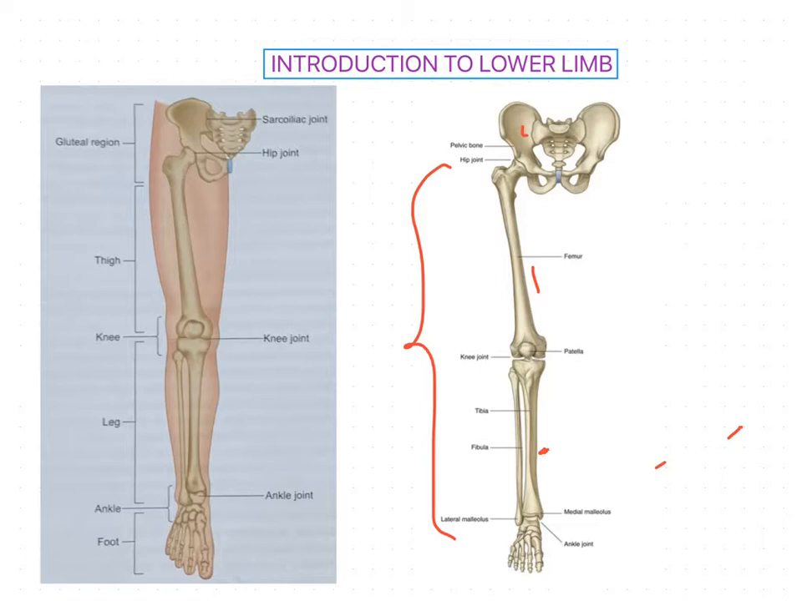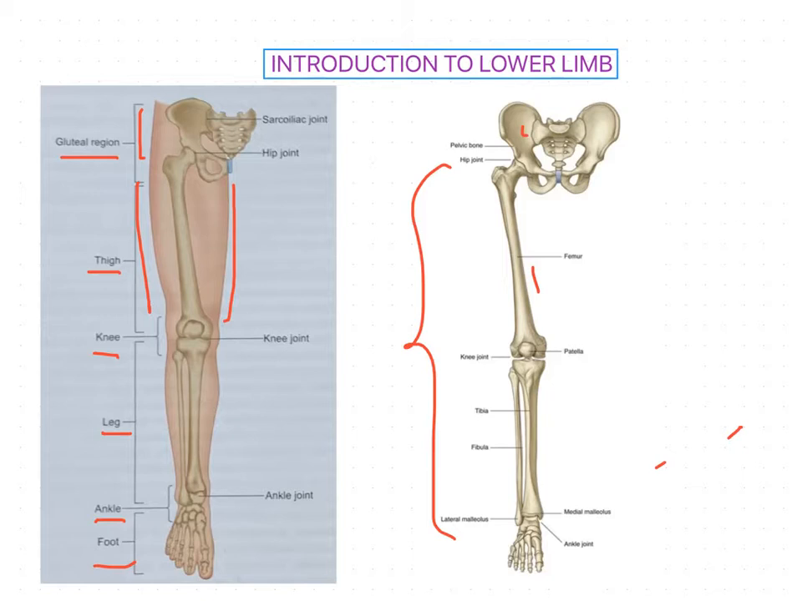So these regions are: one is the thigh region. This one is the thigh region. Then gluteal region, thigh region, knee, leg, ankle and foot. Like that, the lower limb is divided into these regions. Now we will see from where to where each part is called the thigh, gluteal region, hip region.